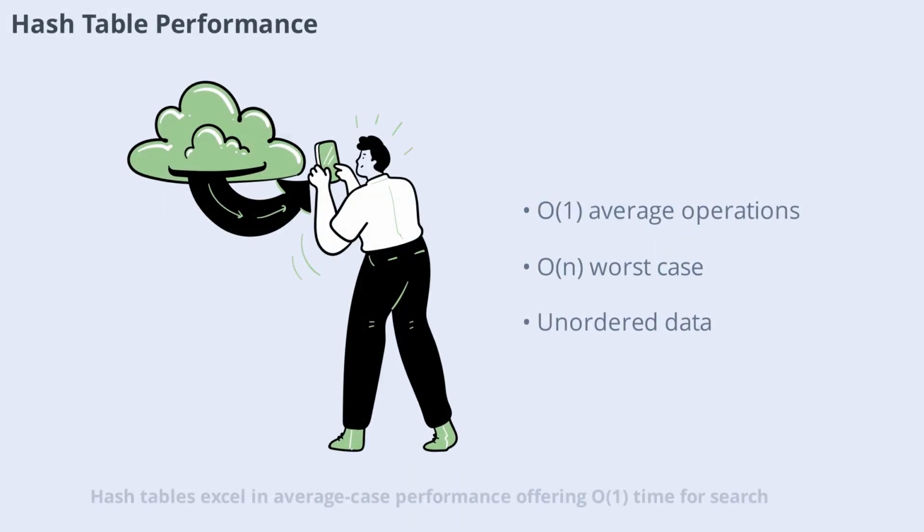Hash tables excel in average case performance, offering O(1) time for search, insertion, and deletion. However, in the worst case, such as when a poor hash function causes excessive collisions, performance can degrade to O(n). Fortunately, with a good hash function and proper implementation, these worst scenarios are rare. The main limitation of hash tables is their lack of order, making them unsuitable for tasks that require sorted data or finding minimum and maximum values efficiently.